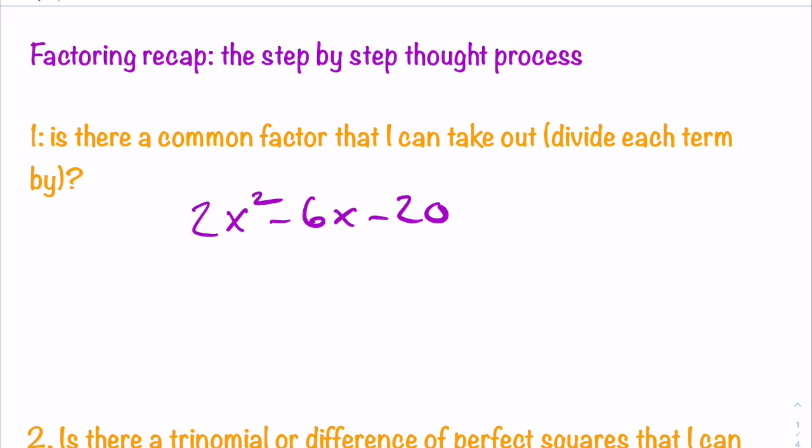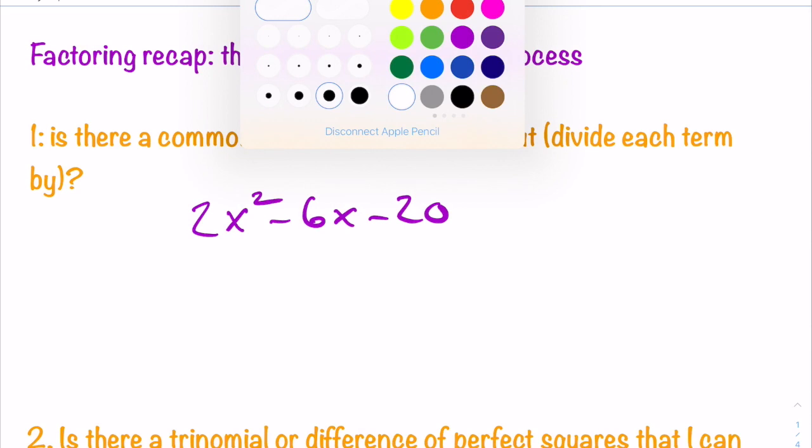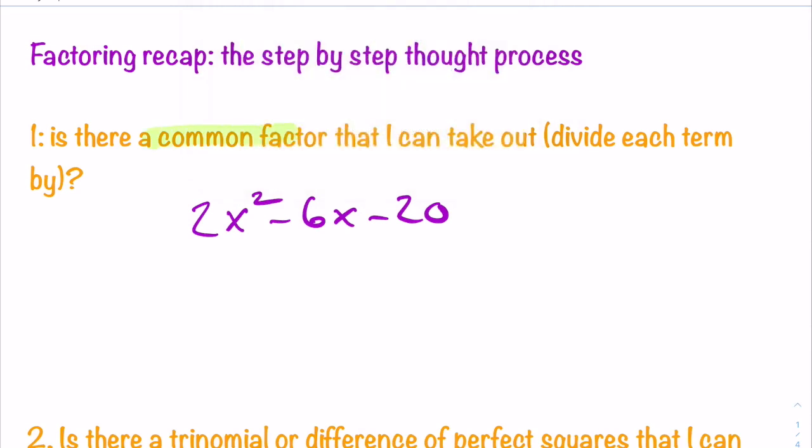And first, you should always ask, is there a common factor that I can take out? And so if I'm looking at this, I'm looking at all three terms. I have 2x squared, I have negative 6x, I have negative 20. There is not an x in each term, so I can't take out any x's. I can't factor out any x's. But I can divide each of these terms by 2.